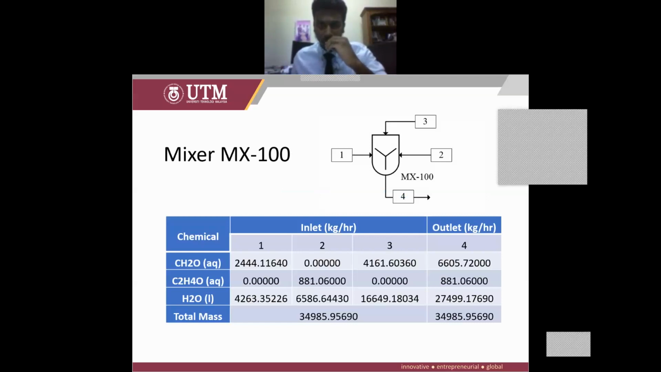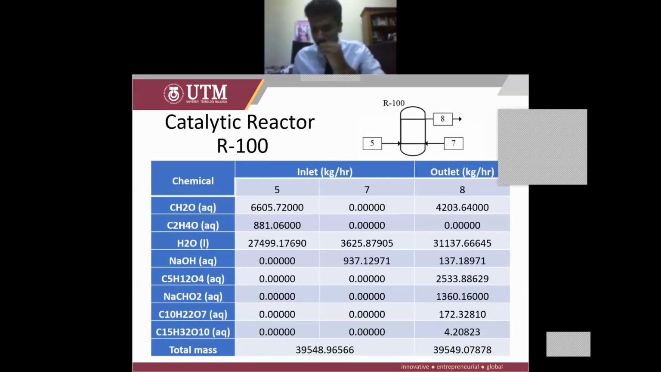For the first unit operation, we have 3 inputs into the mixer and 1 output, and the mass balance is correct. For the catalytic reactor, this is where the reaction between acetaldehyde and formaldehyde occurs. As you can see, there are 2 inlets and also 1 outlet.